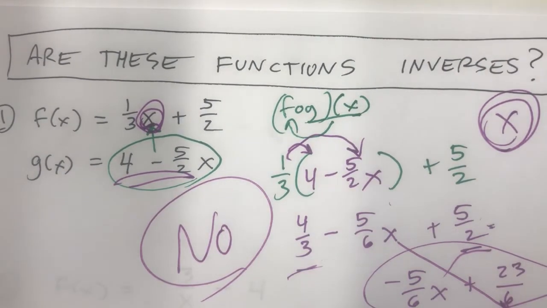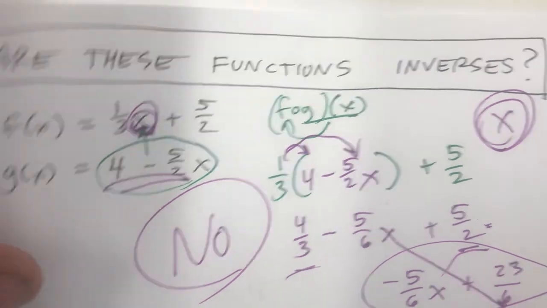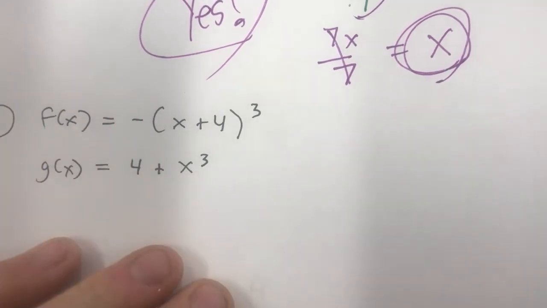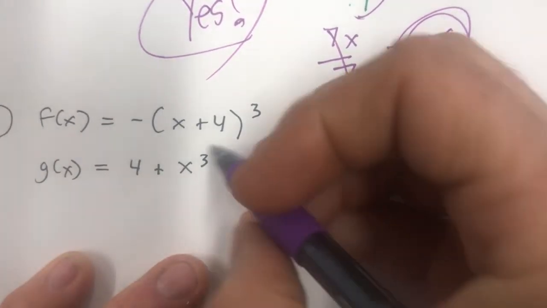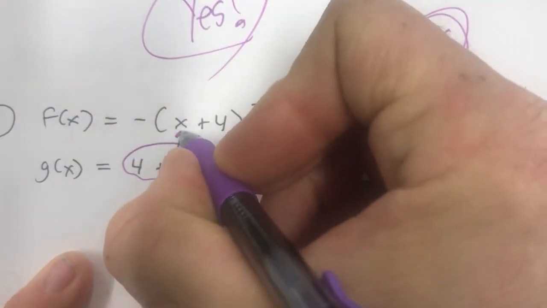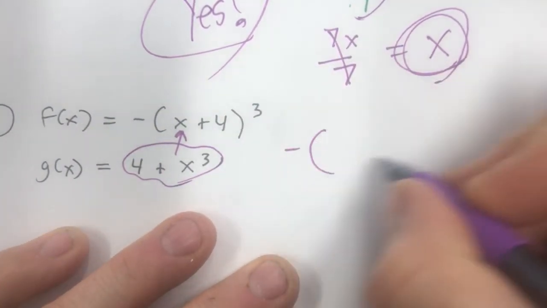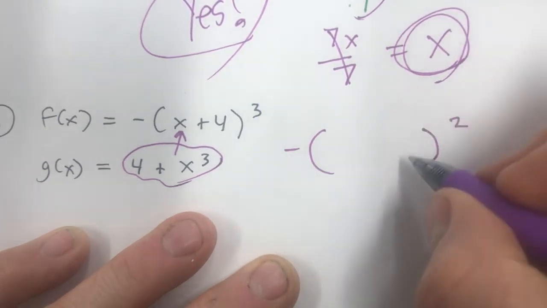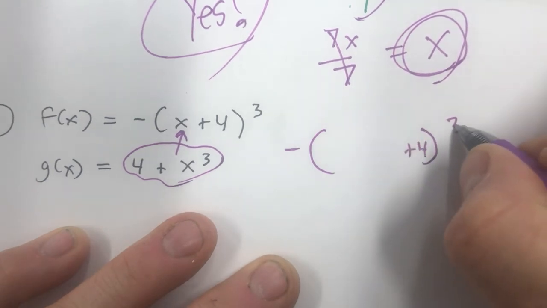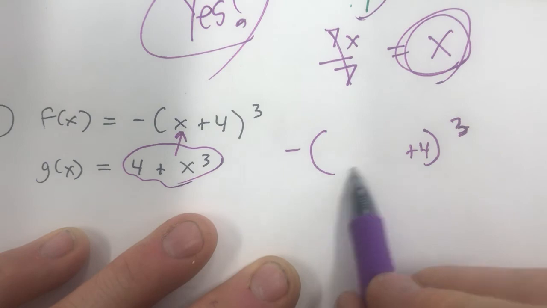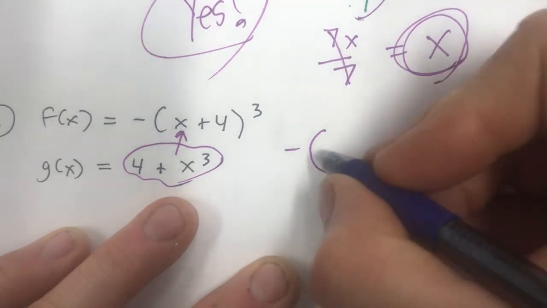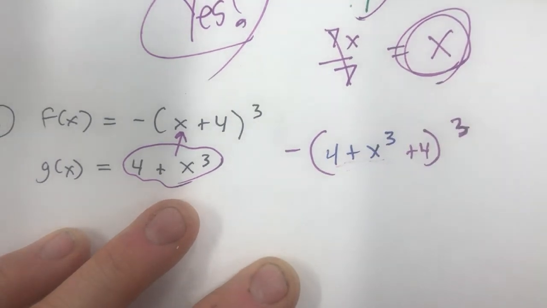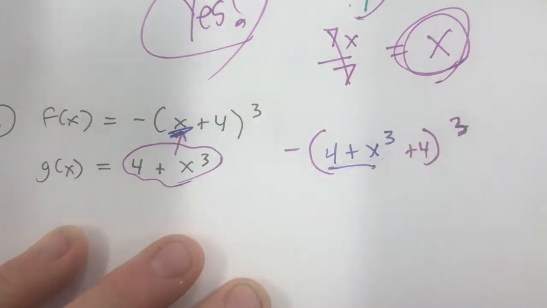They're not inverses. Okay. Let's go down to this one. Now, this one here, I can tell you already it's not going to be inverses. But I'm going to take my g function and I'm going to put in for x the f function, okay? So I've got negative, and I've got parentheses squared, and a plus 4 here, and it's to the 3rd power. And then right here where x is, I'm going to put 4 plus x to the 3rd. So I'm putting this where x is right there.